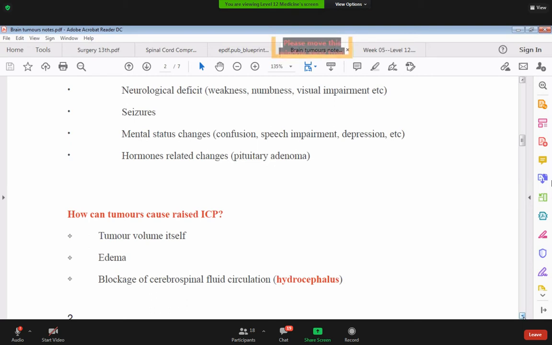This CSF has its pathway starting from the lateral ventricle into the third ventricle, and then it goes down, and then it flows back. So it is a continuous circle of CSF flow. But if that flow is blocked, there is accumulation, or there is an increase in the pressure of the intracranial fluid, and a patient may present, if it is a child, with hydrocephalus.